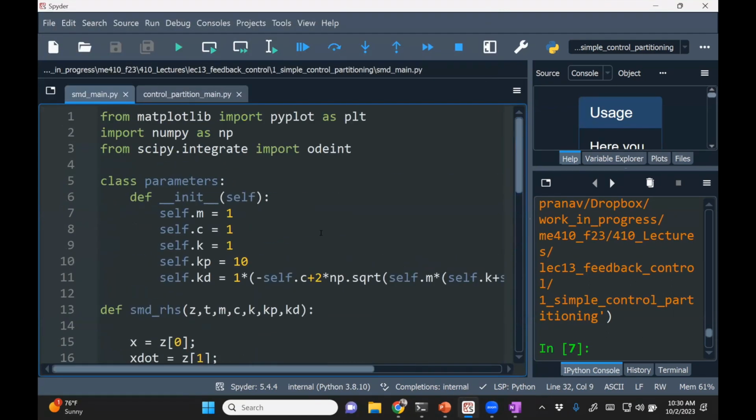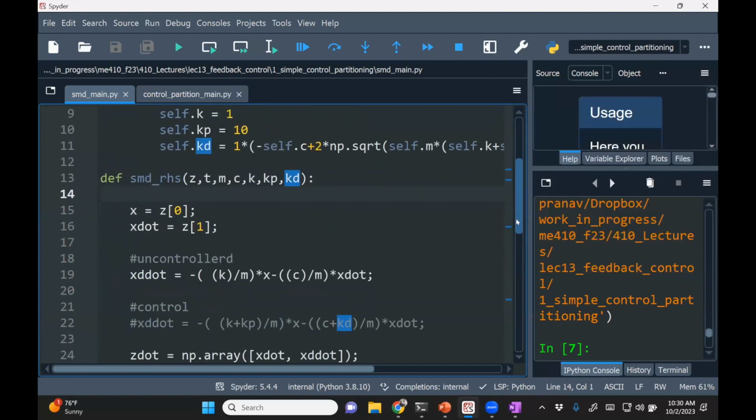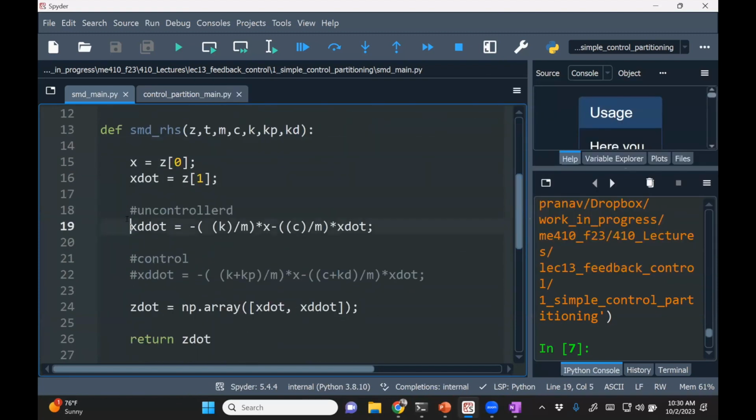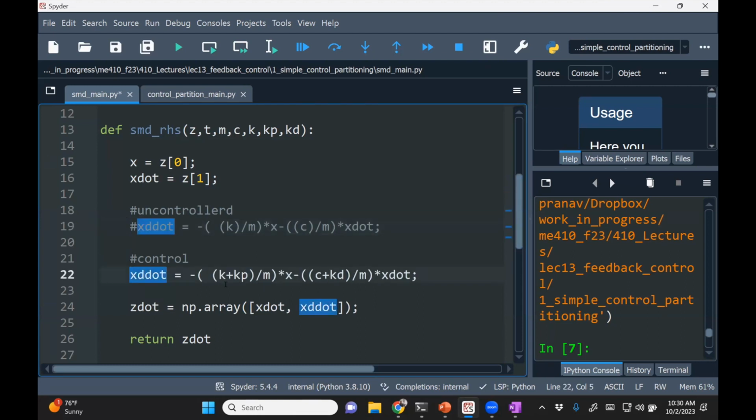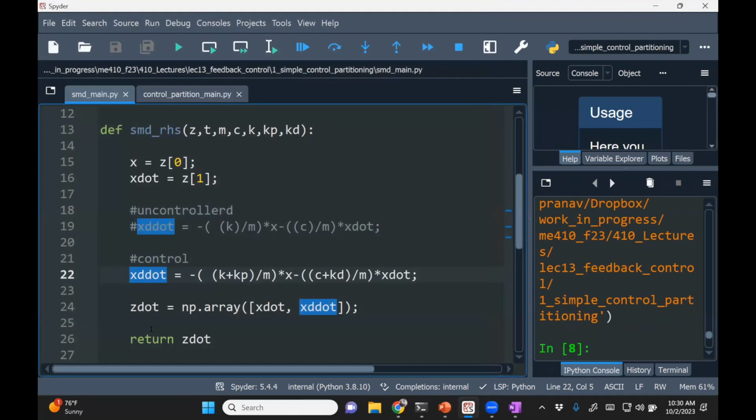Now what I can do is I can turn on the controller. So I chose a kp of 10. kd came from that formula I wrote down in my notes. So this is my uncontrolled system. Now I add some control. Here I have the same equation as before, but now I have k plus kp, and c plus kd, and then run this. And then you see that it starts at 0.5, but within 2.5 seconds, it gets to 0. So using feedback control with the right constants, you can get the system to be critically damped.